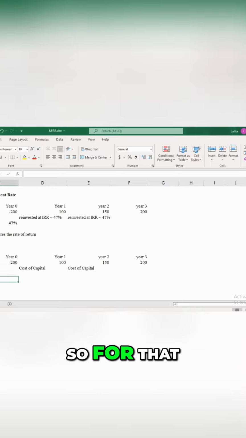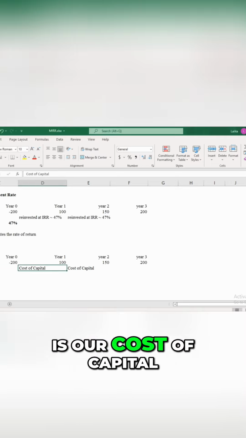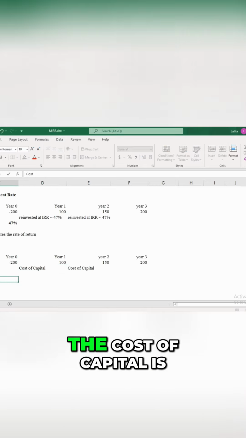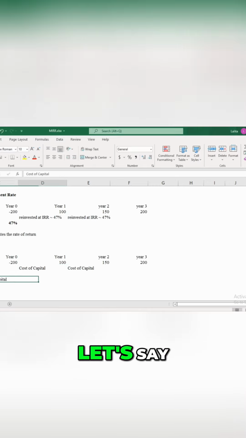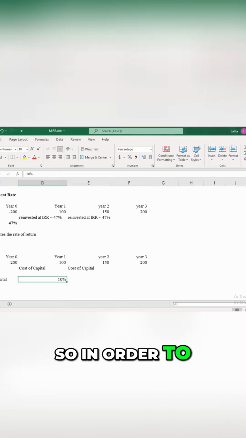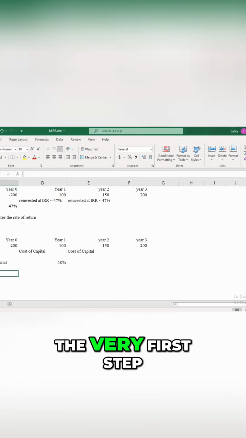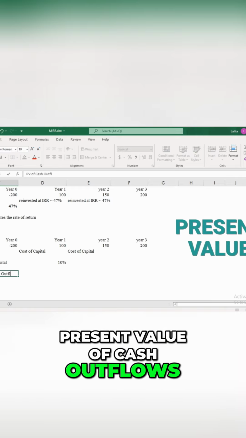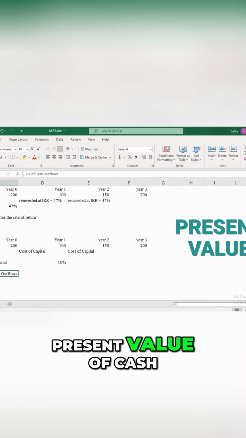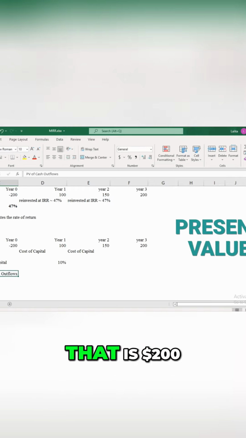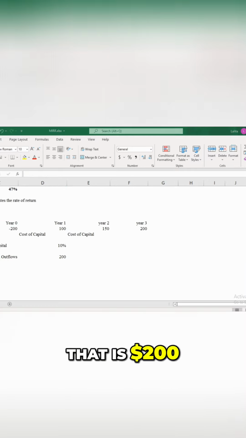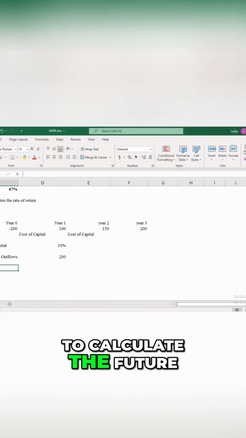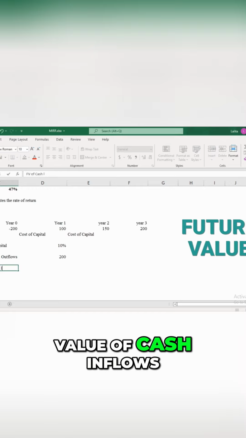For that we will require our cost of capital. So let's assume that the cost of capital is, let's say, 10%. In order to calculate MIRR, the very first step we need is the present value of cash outflows. So what is the present value of cash outflows here? That is $200. The next step is to calculate the future value of cash inflows.